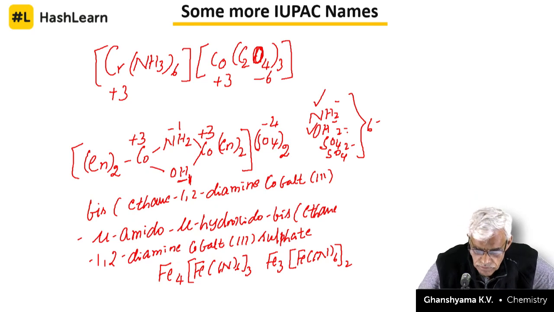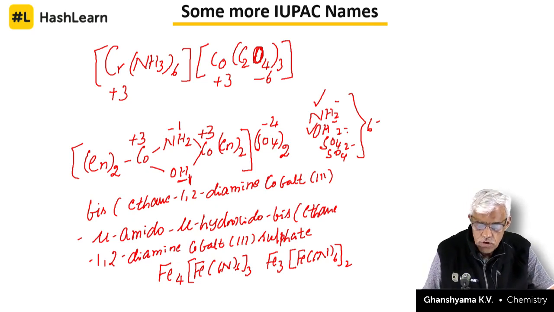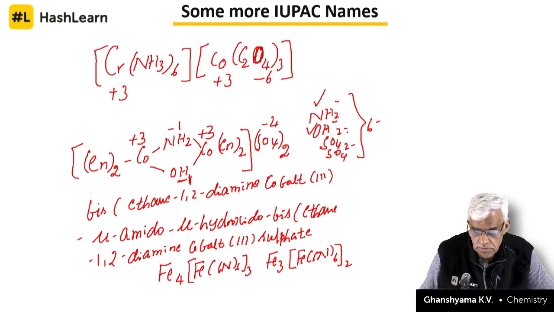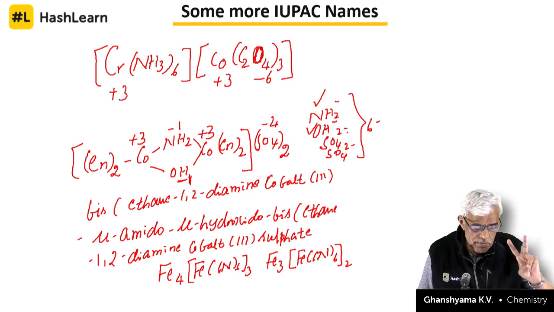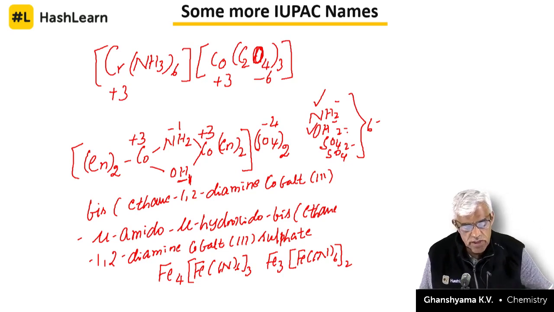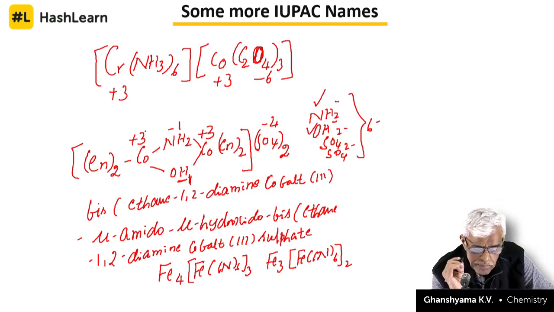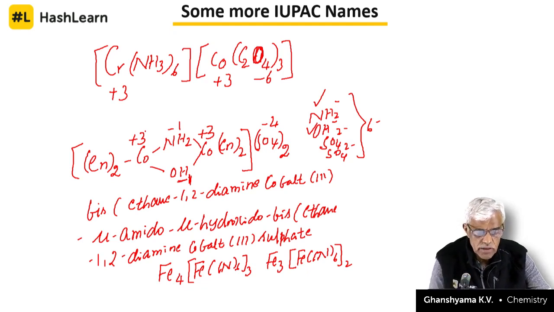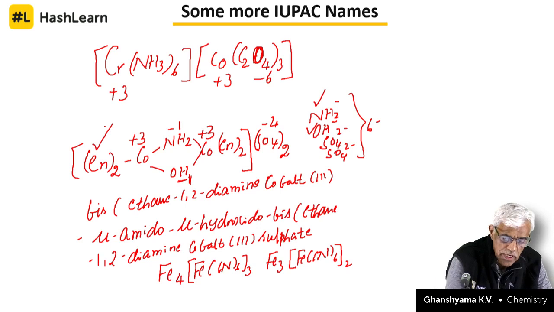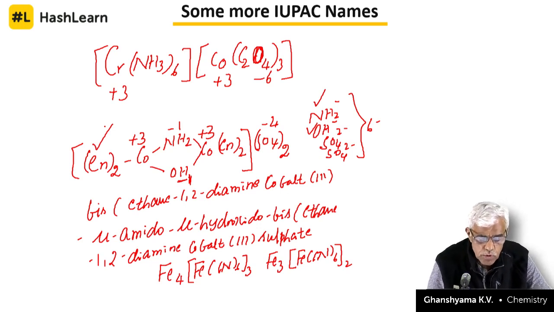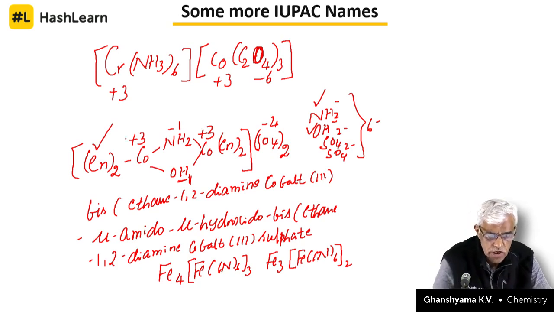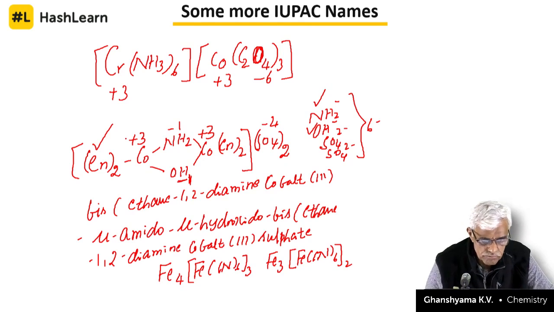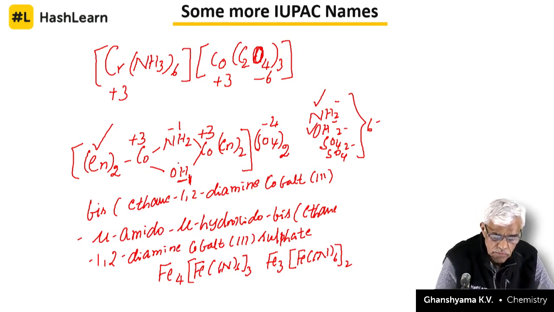Totally there is -6 oxidation state. Negative oxidation state is -3, -3, so -6. There are 2 central metal atoms, cobalt and cobalt only, therefore it is equally distributed. It must be +3 and +3. First you should decide that one. Then you write en twice, bis ethane 1,2-diamine. Then cobalt 3. Fine. Then this is bridging.